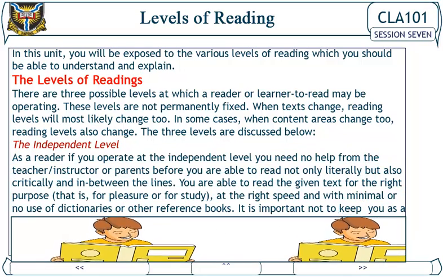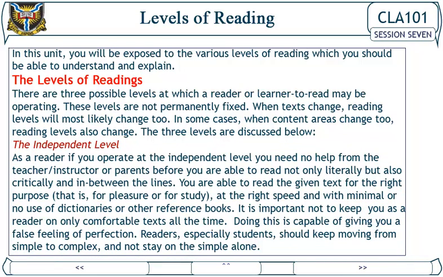The levels of reading. There are 3 possible levels at which a reader or learner may be operating. These levels are not permanently fixed. When texts change, reading levels will most likely change too. In some cases, when content areas change too, reading levels also change. The 3 levels are discussed below.